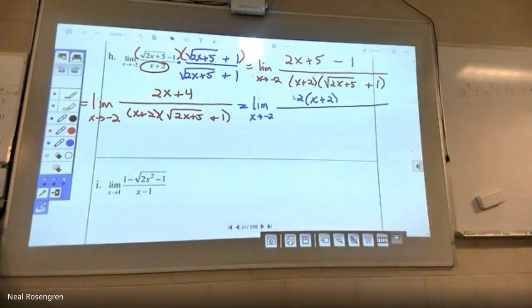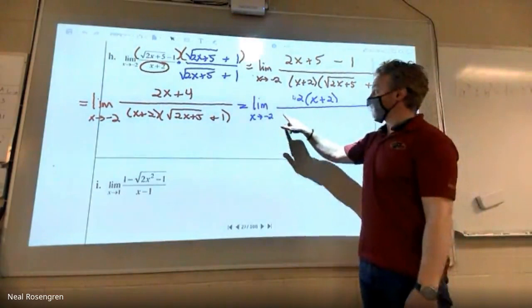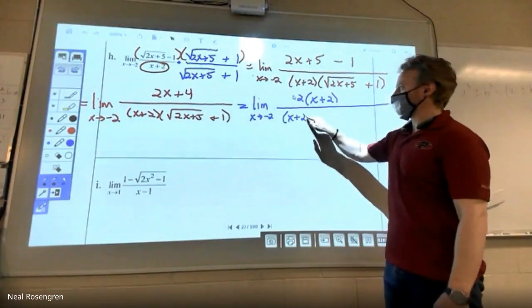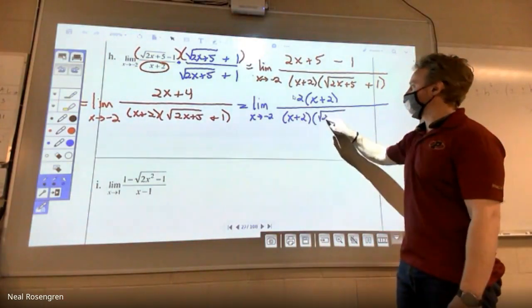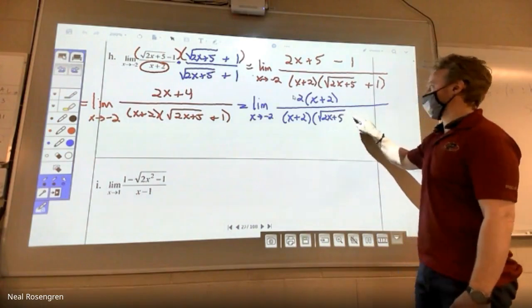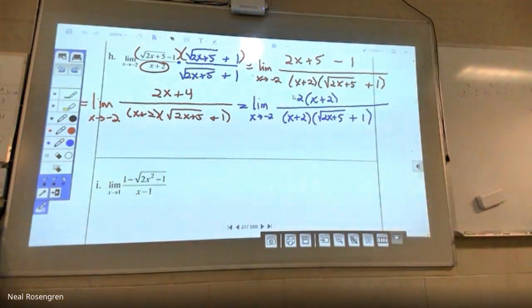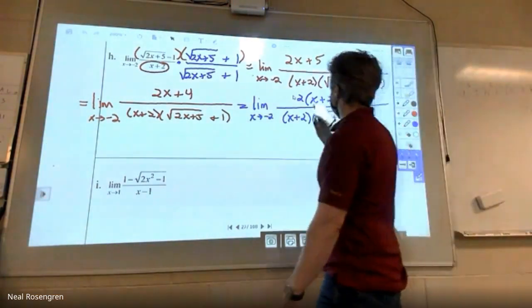So sometimes after all of that rationalizing and multiplying by the conjugate and simplifying, you still have to factor first before you can simplify away. And you're going to see we're going to do that in I a couple times. We'll have some factoring to do. So I'll leave that one up to you to do your best. And if you get stuck, let me know. I'm happy to talk through it. But there we go. There's an x plus 2 and an x plus 2.